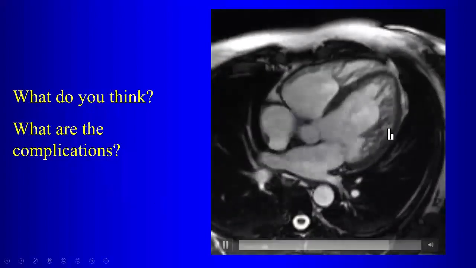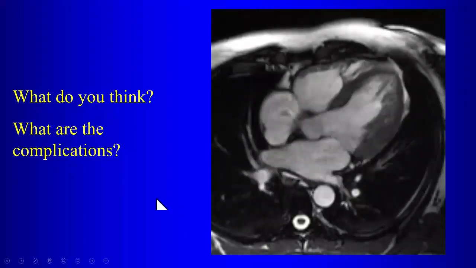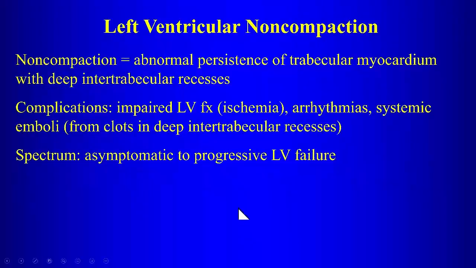Right? You can develop clots in here, you can develop emboli, arrhythmias, cardiomyopathy from myocardial dysfunction, those are all complications. So the heart becomes sponge-like with prominent trabeculations, and clots can form within those trabeculations. In embryology, compaction proceeds from the epicardium to the endocardium, from base to the apex. So the apex is the last part of the heart that really compacts down and has that normal appearance. So when we have non-compaction, it's more likely to see those trabeculations in the apex of the left ventricle than anywhere else. So non-compaction is the abnormal persistence of that trabeculated myocardium with deep intertrabecular recesses.